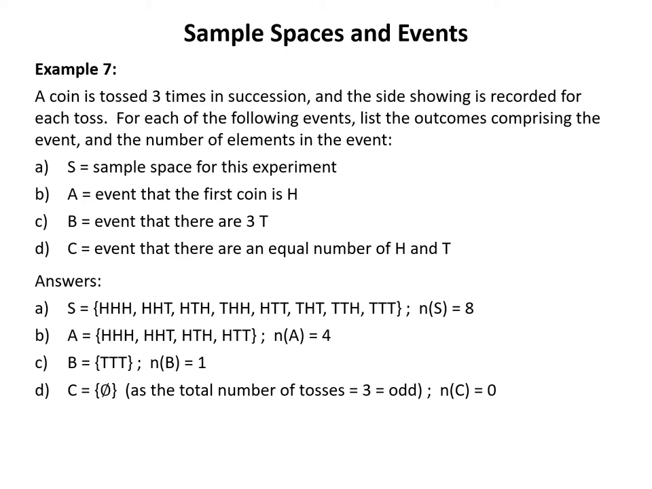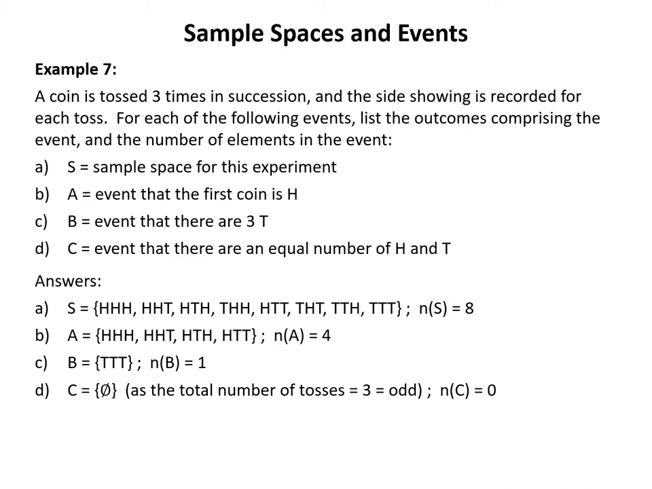The sample space, which we've looked at previously, is the situation of flipping a coin three times, and we can see all the possibilities of getting heads or tails. Of course, the number of elements equals 8, because we have two possible outcomes each time, to the power of 3, which is the number of times we're tossing the coin, so N(S) equals 8.